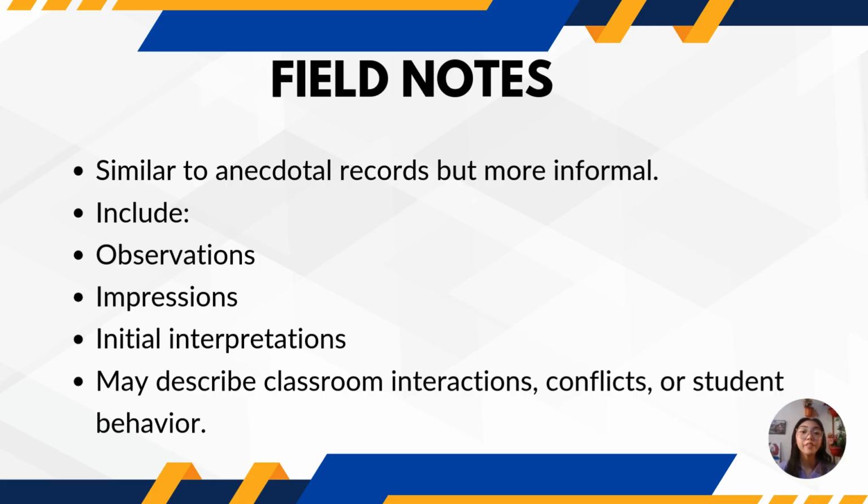Next up, we have field notes. It is similar to anecdotal records but more informal. It includes observations, impressions, and initial interpretations. Maybe describe classroom interactions, conflict, or students' behavior. So, field notes are similar to anecdotal records, but they include the researcher's impressions and initial interpretations. These notes capture observed events such as classroom interactions, disagreements or conflicts, or behavioral concerns.